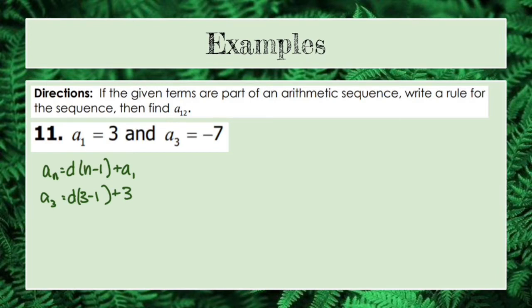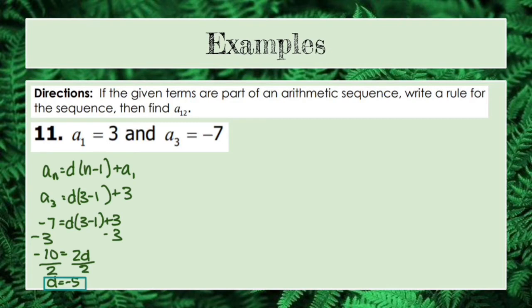And then it tells us A sub 3 is equal to -7. So -7 equals D times 3 minus 1 plus 3. And now we should be able to solve for D. So we're going to subtract 3 from both sides and get -10 equals 3 minus 1 is 2, so I'm just going to have 2D. And then we'll divide both sides by 2 to get that D is equal to -5. So that's a piece of the puzzle that we're going to need.